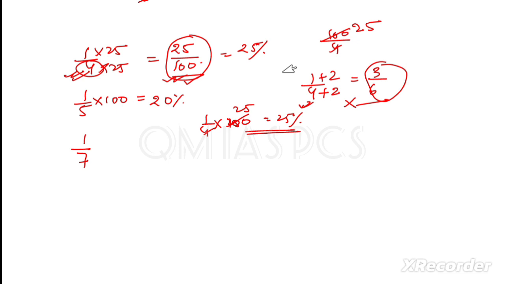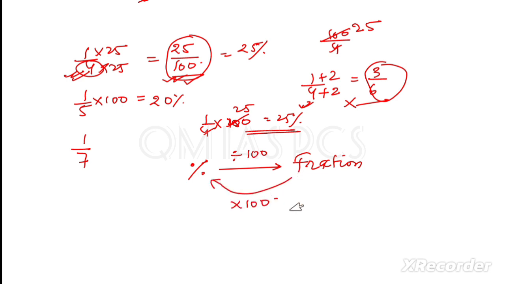So what we have learned here: when a percentage is converted into a fraction, just divide by 100. But when a fraction is converted into a percentage, just multiply by 100. This is not a trick or formula, this is a concept. You have to understand why we are dividing by 100 and why we are multiplying by 100. I have just explained these things. So now, the application part.